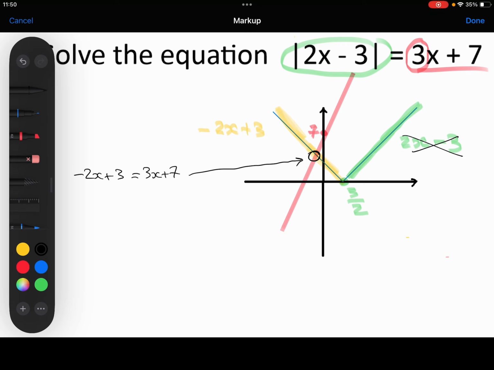So I can then add the 2x to both sides, subtract 7 from both sides, and divide both sides by 5. So that is the one solution to this equation. This is the point here where x is minus 4 over 5. So just to repeat, having a sketch is really important here. Really important you compare the gradients of what you're drawing so you can see how many solutions there should be and where they are.